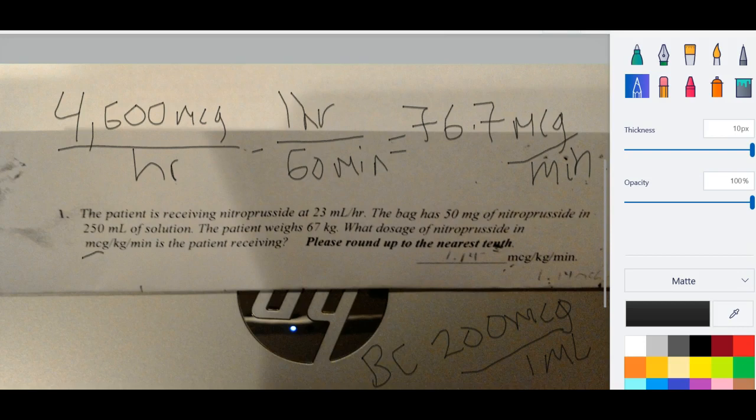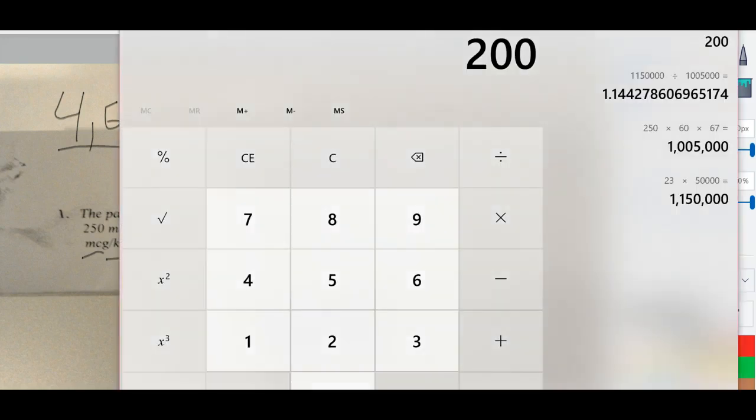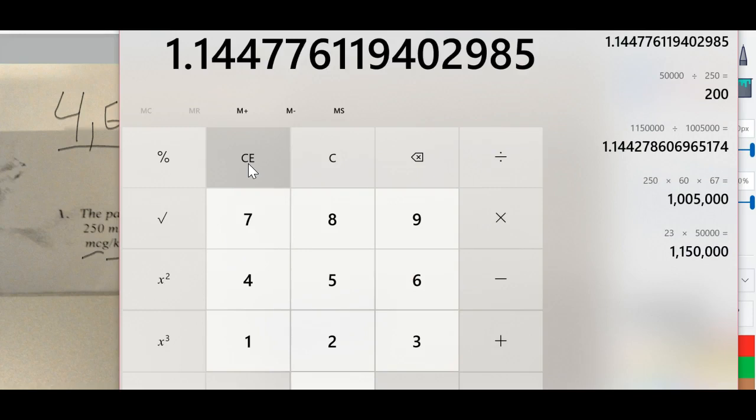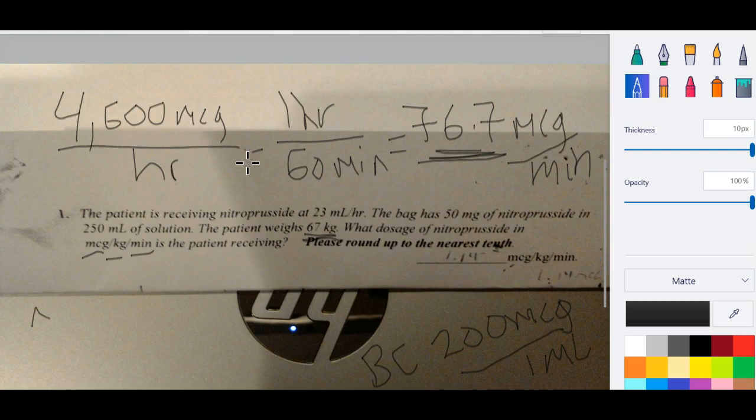But then the question asks us further, how many mics per kilo per minute? So now we have to divide this by 67 kilos. So we'll take 76.7 micrograms per minute, and we're going to divide it by his weight, which is 67 kilos, and that'll give us 1.144776119, or 1.14, or 1.1 after we've rounded to the nearest tenth. Same thing.